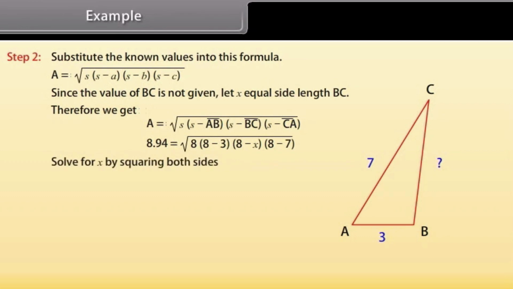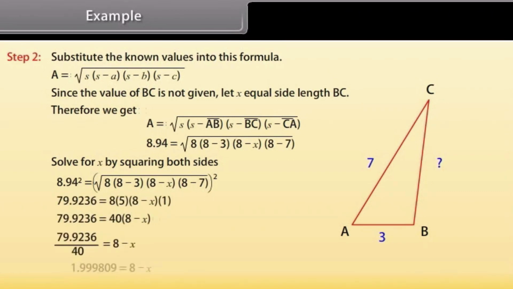Now solve for x by squaring both sides. We get 8.94 squared equals 8 into (8 minus 3) into (8 minus x) into (8 minus 7). By calculating it, we get x is approximately equal to 6.0.